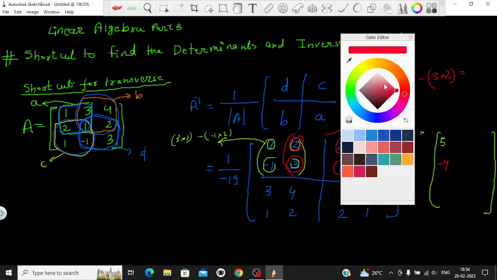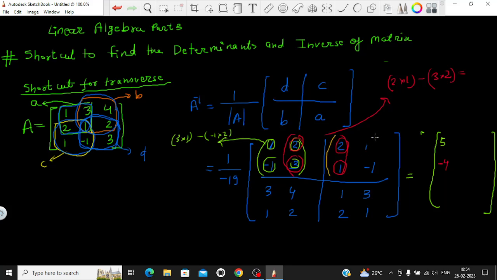Okay, now consider these 4 elements and get the determinant of it. You will get the determinant 2 into minus 1, bracket close, minus of this 2 into minus 1, bracket close, 1 into 1. You will get the determinant of these 4 elements. So you will get minus 3. So just write minus 3 here. Okay, you understood the logic of how I am calculating.